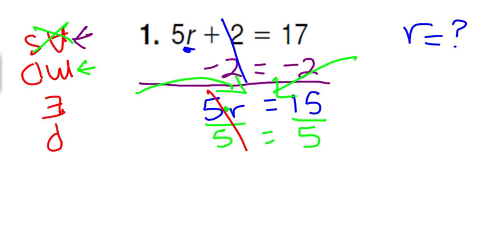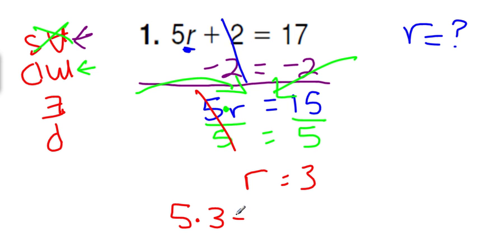Please don't ever say 5 divided by 5 is 0. That's not how dividing works. This does equal 1. We don't need to write that though. 15 divided by 5 is 3. So we can say quite succinctly that r equals 3. We can check that. If we put 3 back in here, what's 5 times 3 plus 2? It's 17. And that's it. There's your answer. That is how you work backwards in an equation.